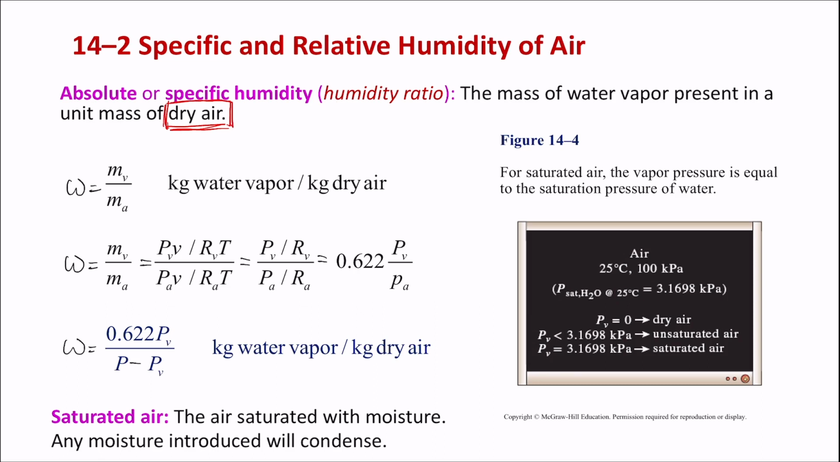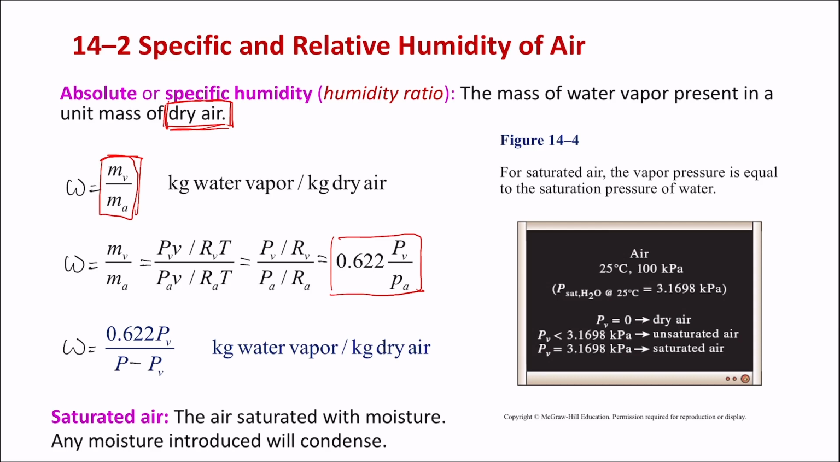So that's why in this chapter we like to discuss things like specific enthalpy, entropy, or any other terms per unit of dry air mass. Same thing here, we define the absolute humidity as a mass ratio: mass of water vapor divided by mass of dry air. And then because we treat both as ideal gas, we can relate this to a pressure ratio.